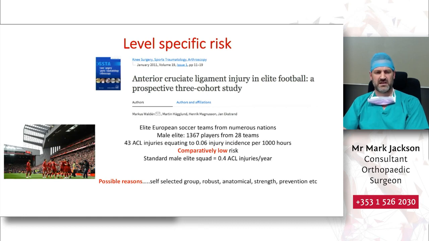And these individuals are clearly special, they're self-selected, they're robust, they're strong, they have anatomical maybe benefits, and are probably involved in injury prevention type programs.